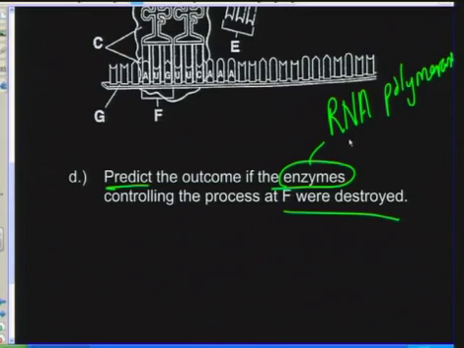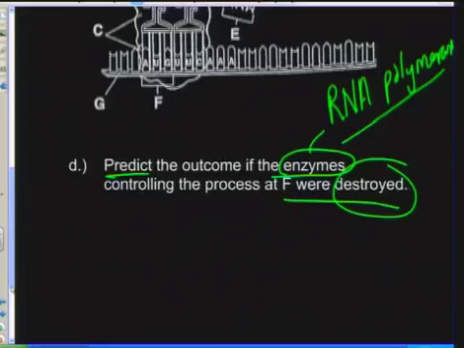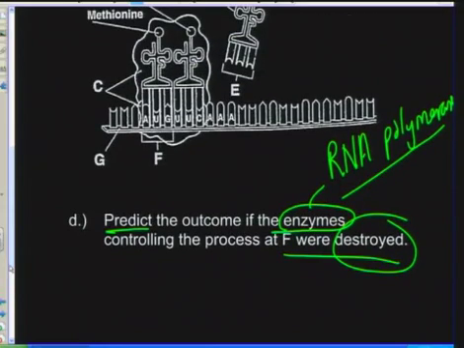Okay, well there are three types of polymerases that we need to know, but we just need to remember that it's an RNA polymerase. Let's see. So predict the outcome if the enzyme, RNA polymerase, controlling the process was destroyed. Sure. And we know that enzymes are destroyed by change in pH and change in temperature. What happens if the enzyme controlling the process at F was destroyed?